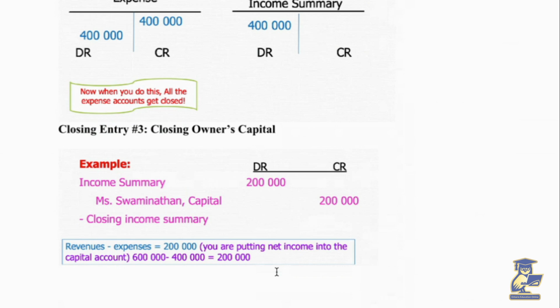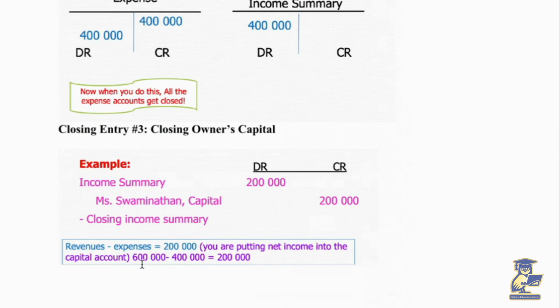Okay. My third closing entry is income summary. Income summary is so fast. We just use it for a couple of transactions, or journal entries, I should say. But we have to actually close it. So where do we close it to? Well, we close it to capital. Revenue minus expenses, okay, provides us with our net income. So we put whatever net income we made throughout the year into our capital account.